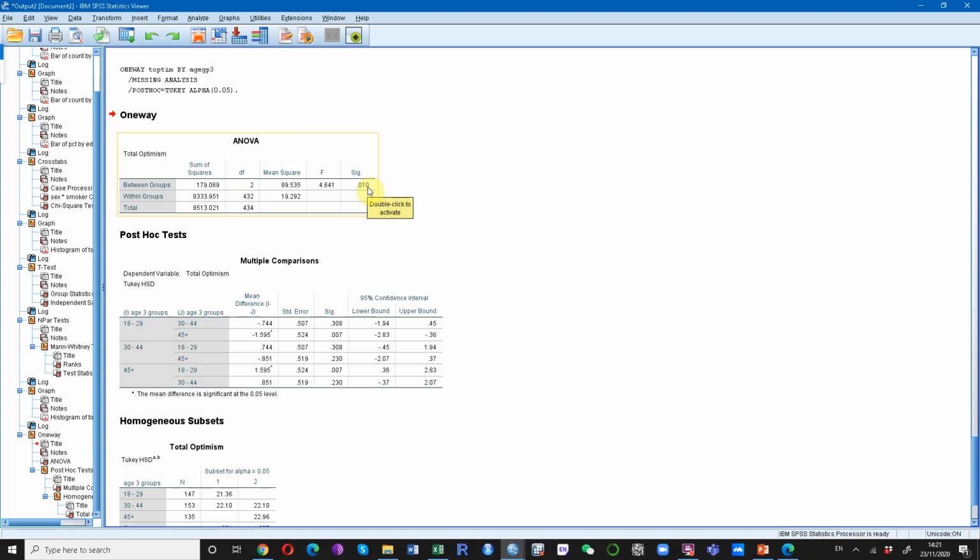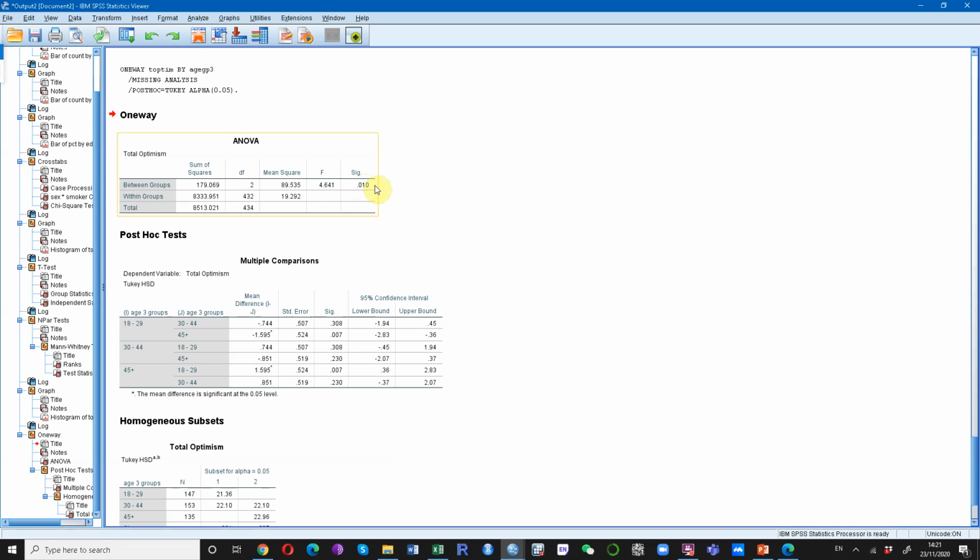So our alpha value is 0.05. So this is indeed smaller than 0.05, which indicates that we accept the hypothesis that there is a difference between different age groups in terms of total optimism score. So we're having a statistical significance here. The F-test value is this, but we're not worried too much about this.